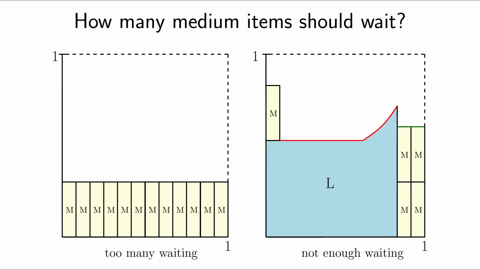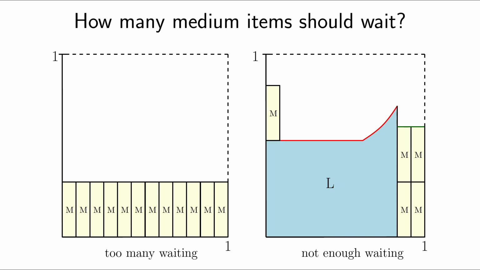We must strike a perfect balance of waiting medium items. It is easy to see why we shouldn't keep too many medium items waiting. However, we can have not enough waiting items too. Consider the case where all waiting items were combined with large items. For example, in the figure on the right, all 5 medium items arrive before large items. Notice that the items that are now combined are precisely the items that were waiting prior to arrival of large items.